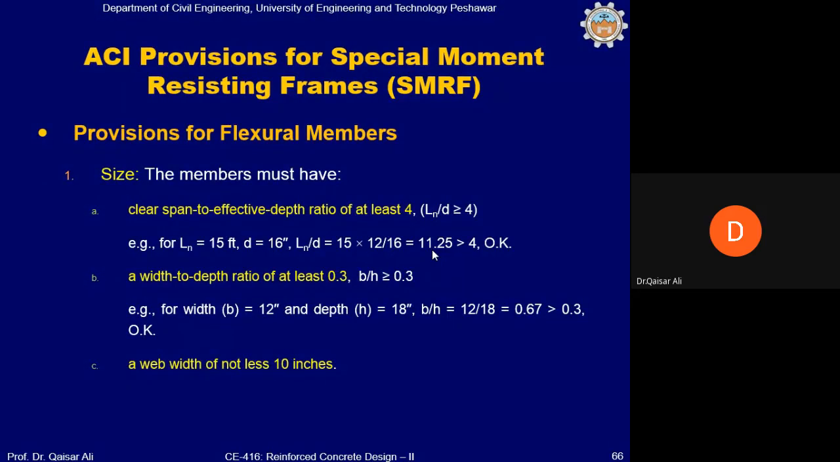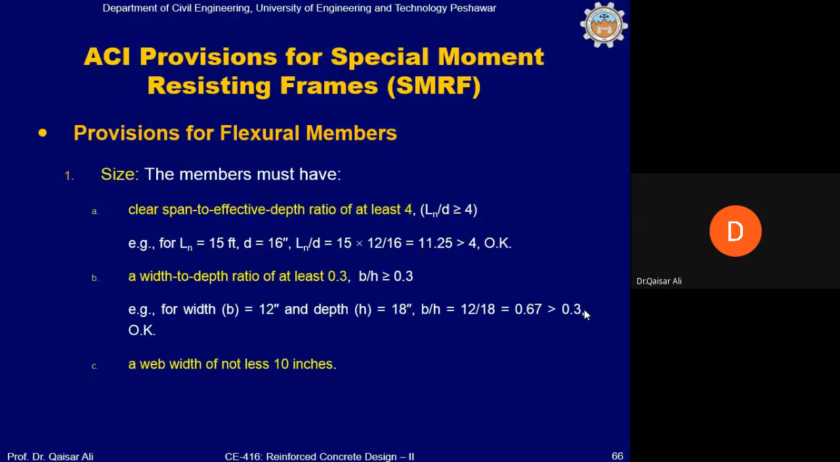Next is the width to depth ratio. The width to depth ratio shall be more than or equal to 0.3. For example, if the width of the beam is 12 inches and the depth is 18 inches, so 12 divided by 18 is 0.67. 0.67 is greater than 0.3. Okay. However, if the width of the beam is 12 inches and the depth is, let's say, 60 inches, then 12 divided by 60 is 0.2, and 0.2 is less than 0.3, so this is not acceptable.